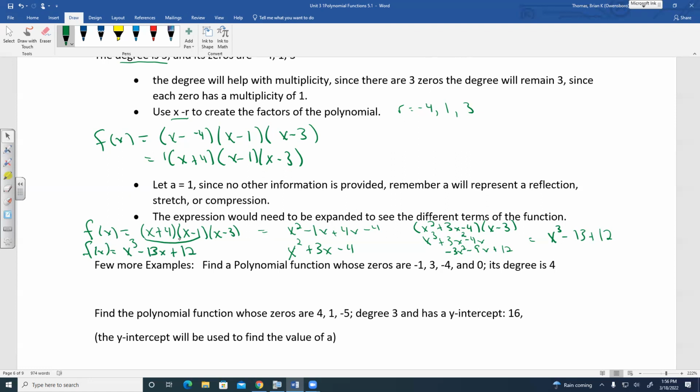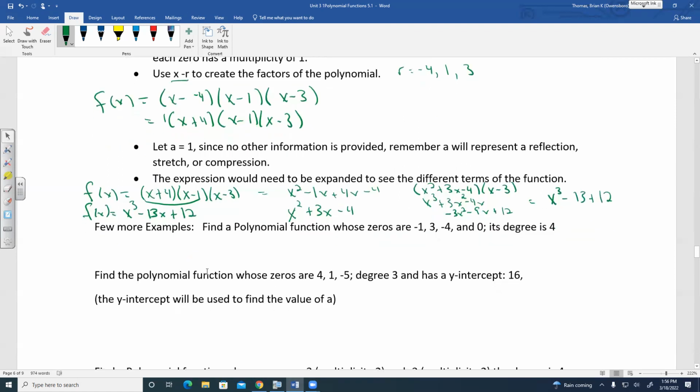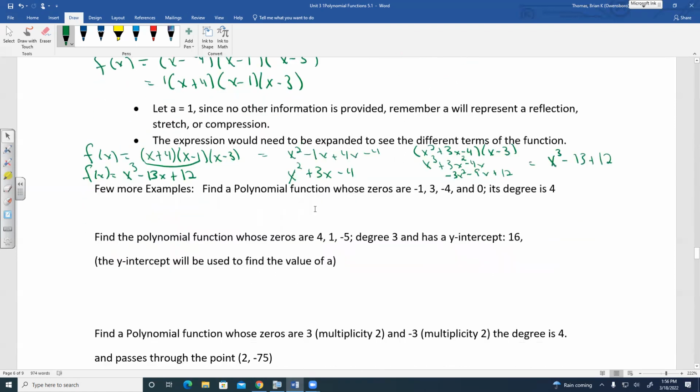You can try putting it in not expanded and see if it takes it, but keep in mind you may have to actually expand some of those too. So a few more examples. Let's find a polynomial function whose zeros are -1, 3, -4, and 0, and its degree is 4.